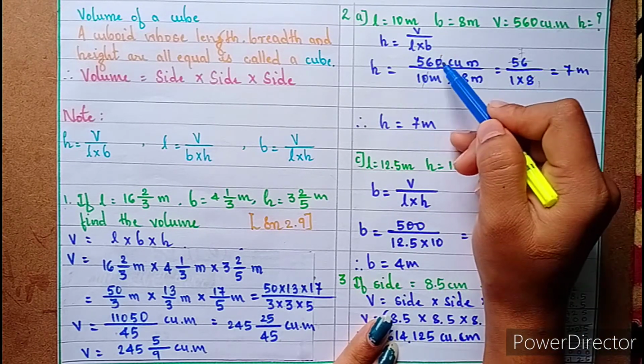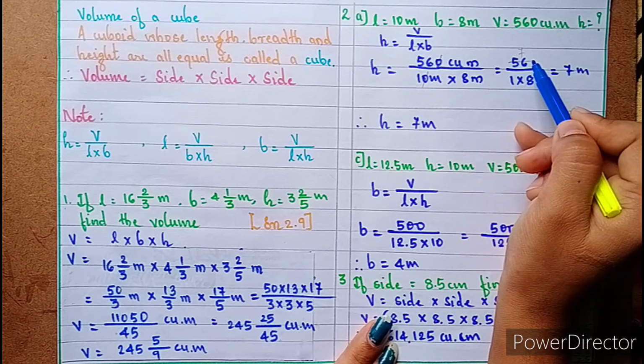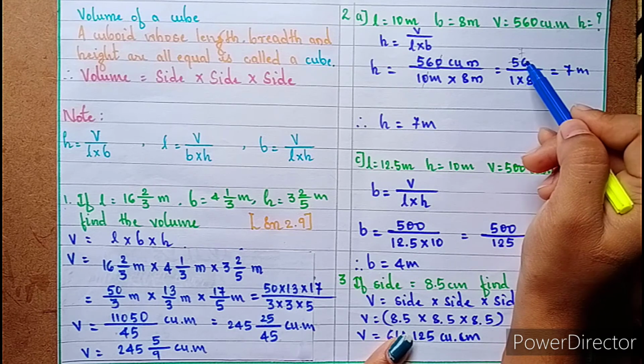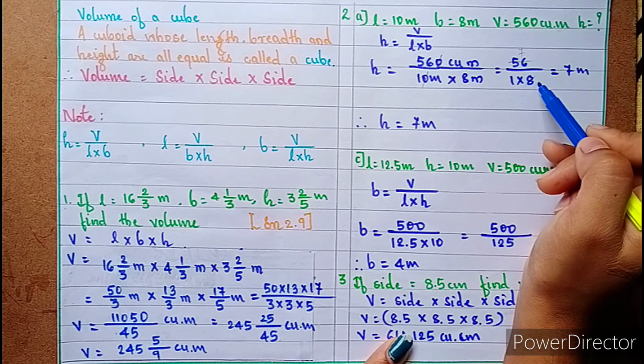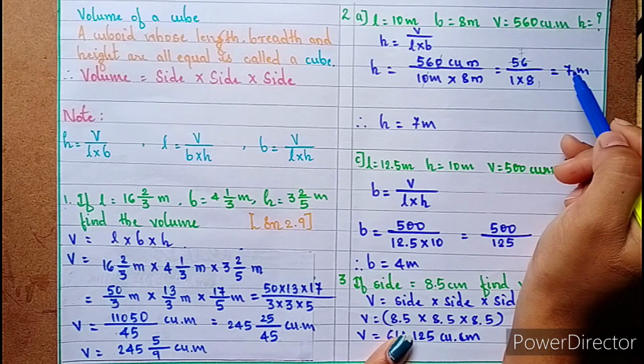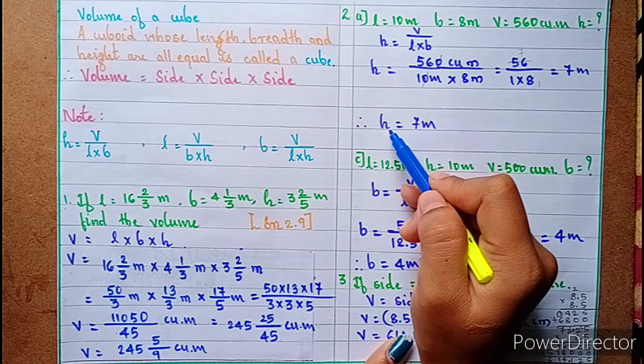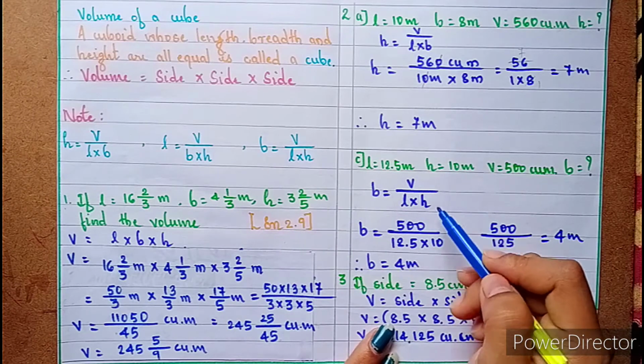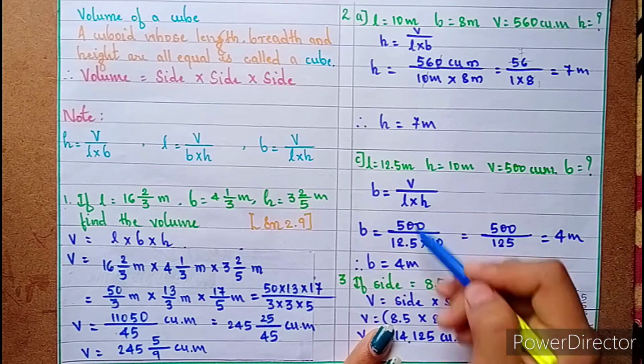Now we have to cancel the common zeros. Therefore 56 upon 1 into 8 meter we will get. And again, you know, 56 is divisible by 8, isn't it? 8 1s are 8, 8 7s are 56. Therefore 7 meter we have got as the answer, and hence height is 7 meter. Similarly, we shall use the formulae and solve the remaining examples.